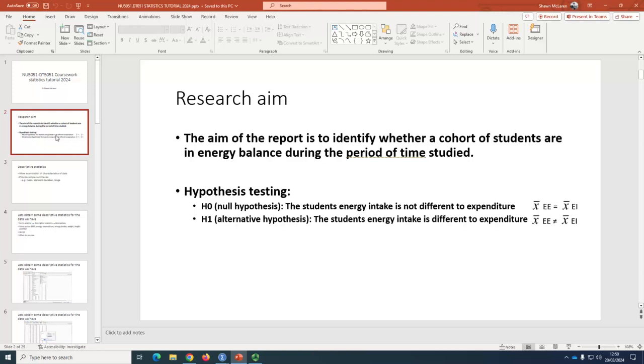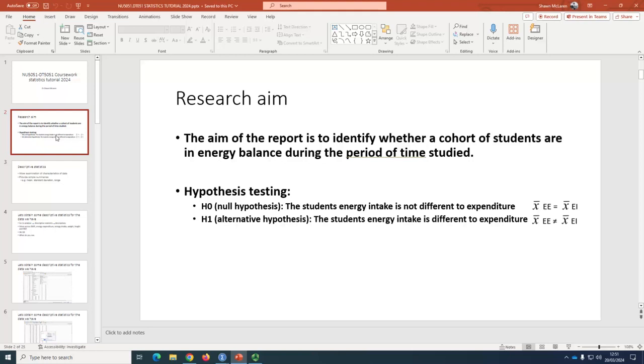So we've done correlation, that's testing associations. What we're going to do now is look for differences. We're going to see, is there a difference between this average value and that average value, these two groups, these two variables? So, probably a good reminder, our null hypothesis: the student's energy intake is not different to expenditure. In other words, the students are in energy balance. Energy intake minus expenditure equals 0 or very close to 0. There's no real difference between energy intake and expenditure.